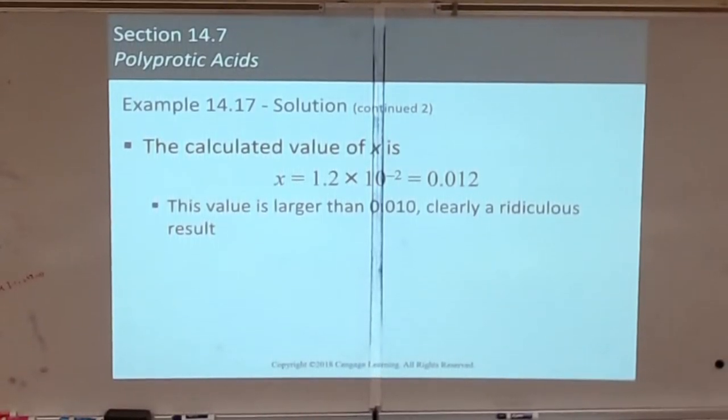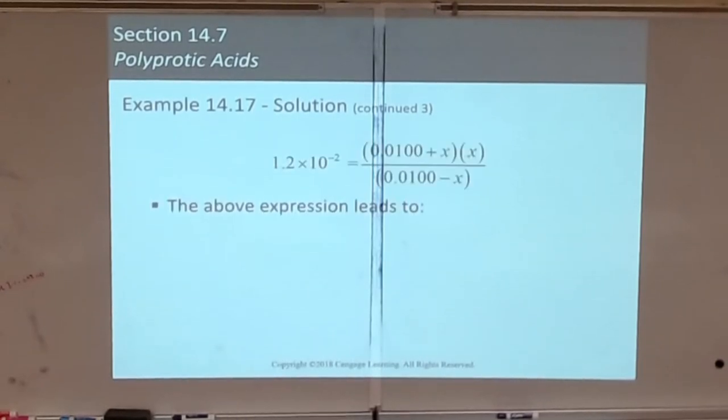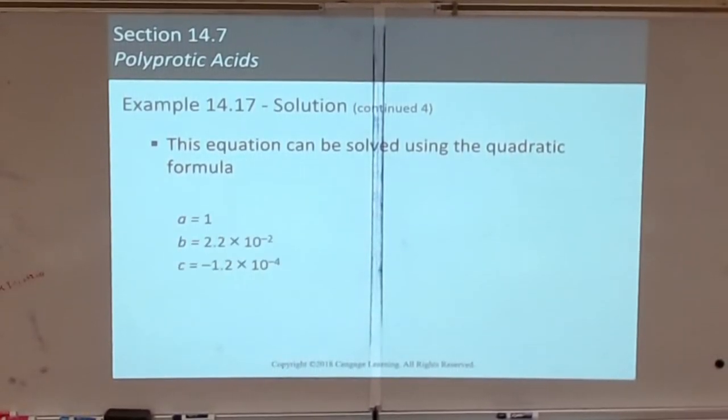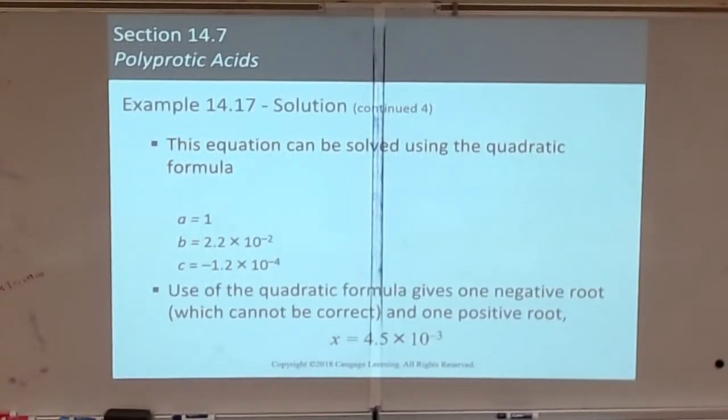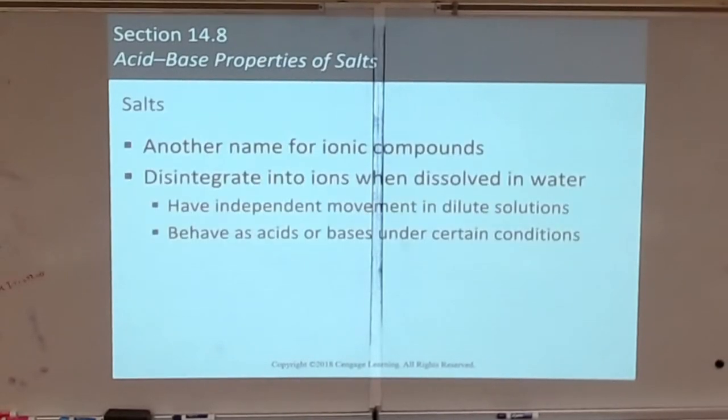We notice this is a ridiculous result, so we can't make our usual assumptions in this case, and we would have to use the quadratic, which is one of the reasons we can skip this, right? All right, there we go. That's our X and pH 1.4.